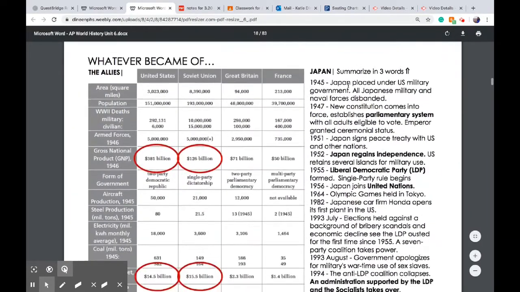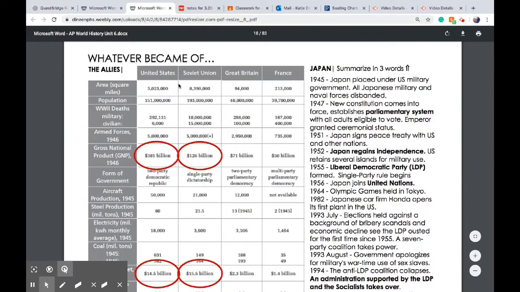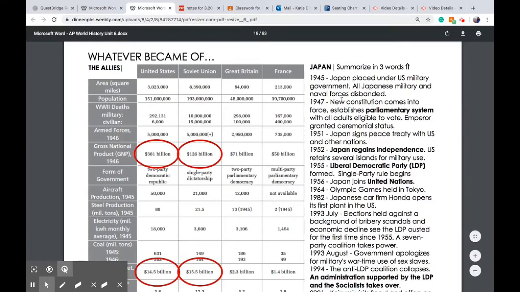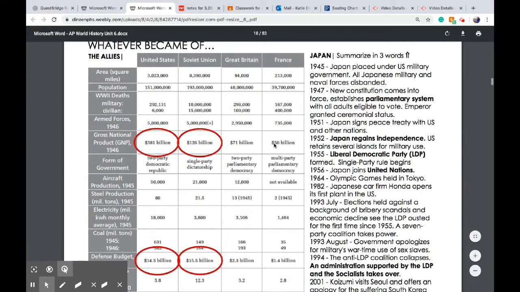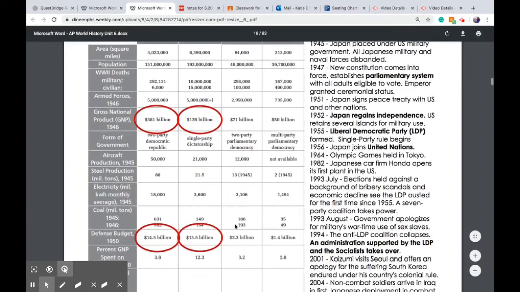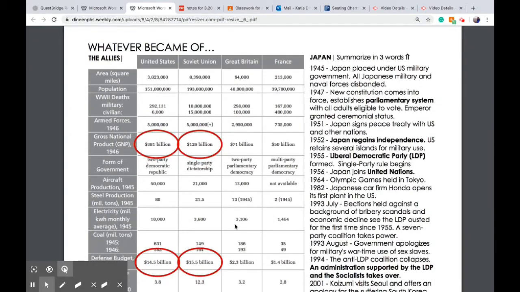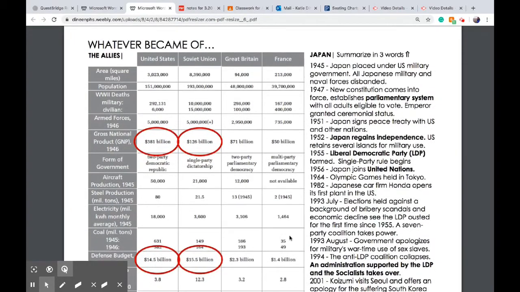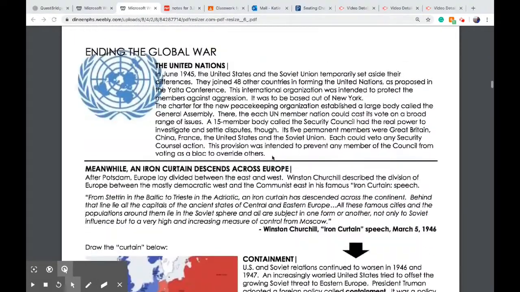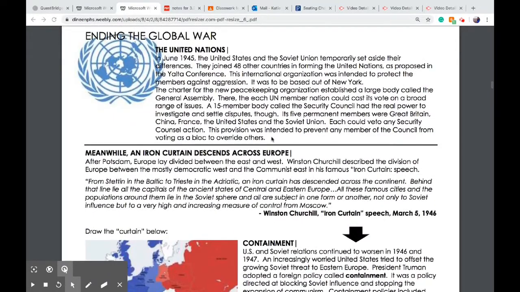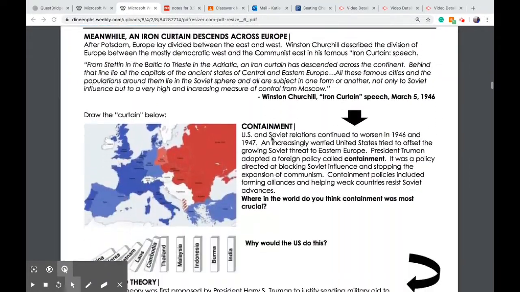Before we start to look more at the conflict that developed between the United States and the Soviet Union, take a moment to look at whatever became of the Allied and Axis powers that took part in World War I. You see very clearly the United States and the Soviet Union emerging as the wealthiest and, in terms of their military, the most powerful nations in the world. We'll start to look at the origins of the Cold War.